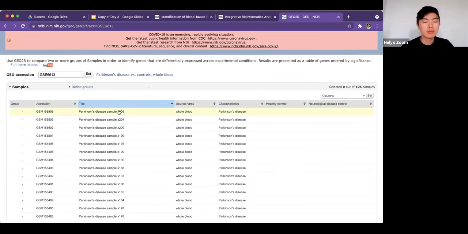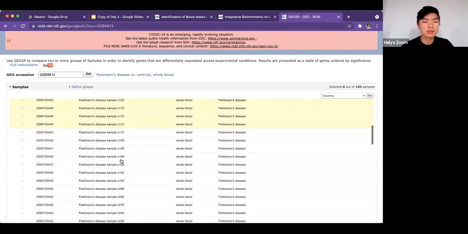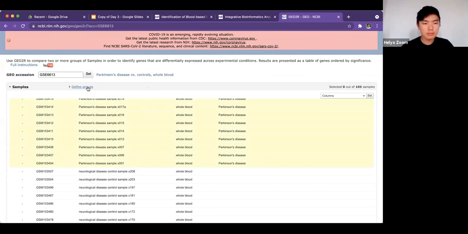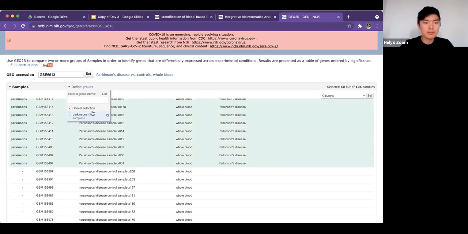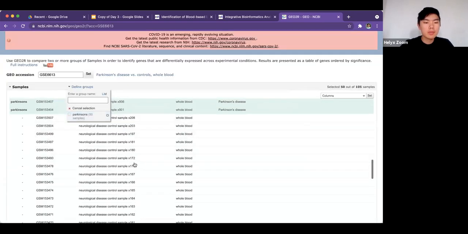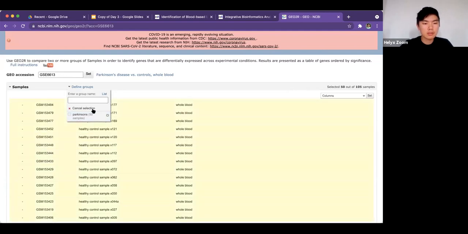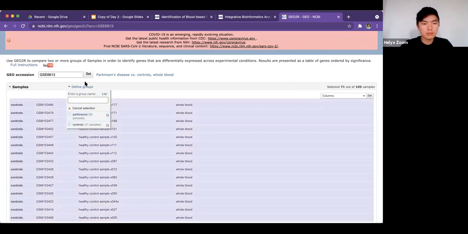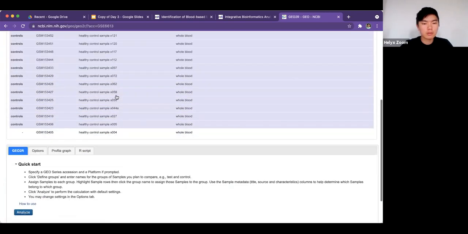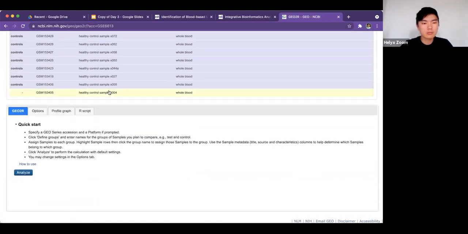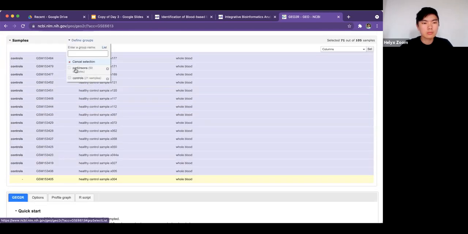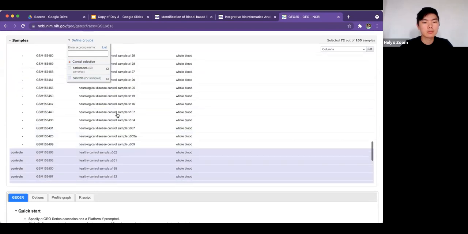So what we can do is select all the Parkinson's disease samples and assign them to a group called Parkinson's. So we got 50 of them. And then we can also pick all the healthy control samples and assign them to a group called controls. We got 21 of those. Oh, I missed one. Okay, 22 of those.